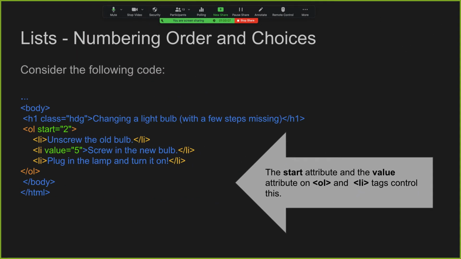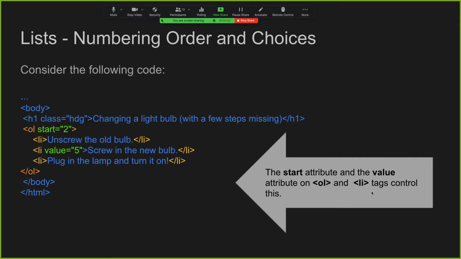So, list numbering and order and choices. Sometimes your requirement is that the list start at a particular number, and that you want it to skip a number so far down the list and start numbering again. What we're showing here on the screen is exactly how to do that. In the example, we have an ordered list. We specify the start attribute to say 2. So what that means is this list item, unscrew the bulb, would be number 2. And then the next list item, we're specifying a value of 5. So literally how this would read is 2, 5, 6, because we've used the start attribute of 2 and the value of 5.